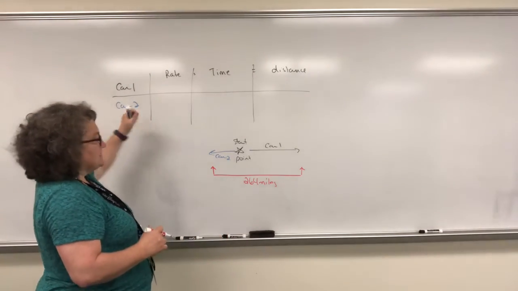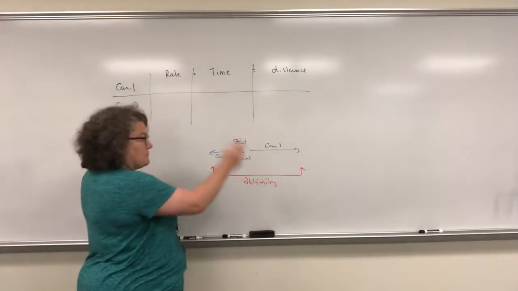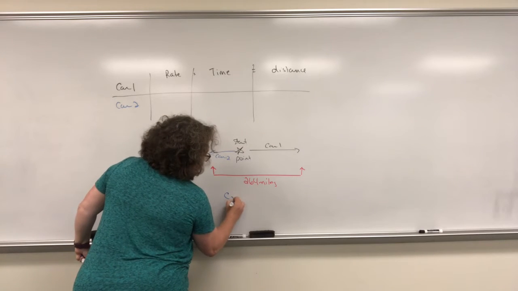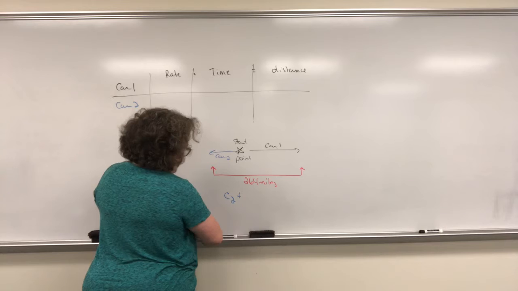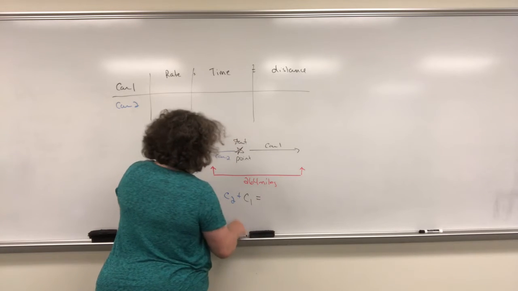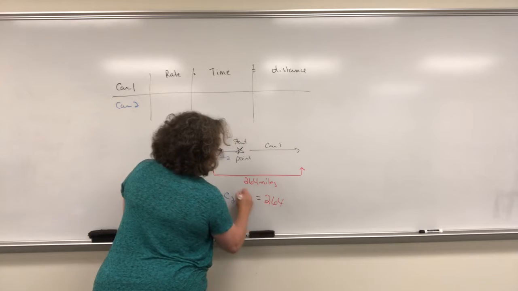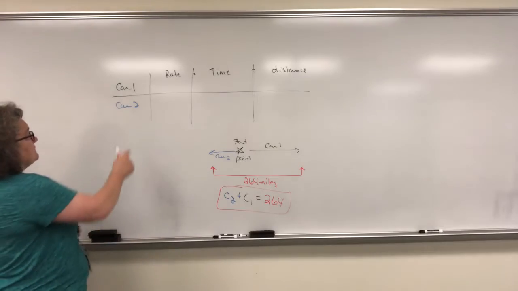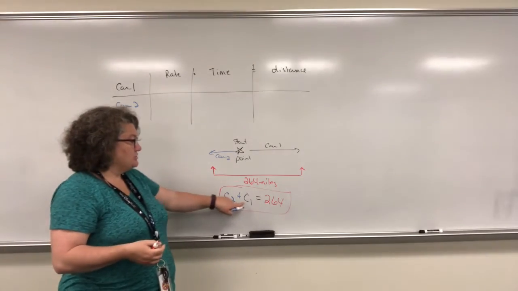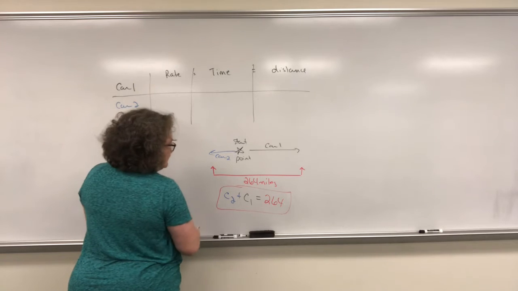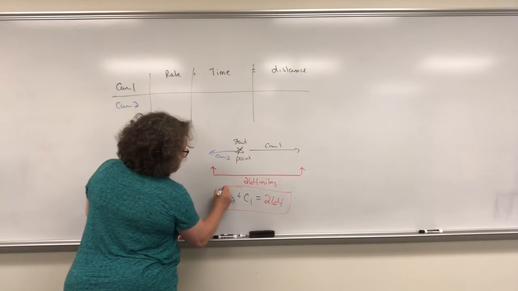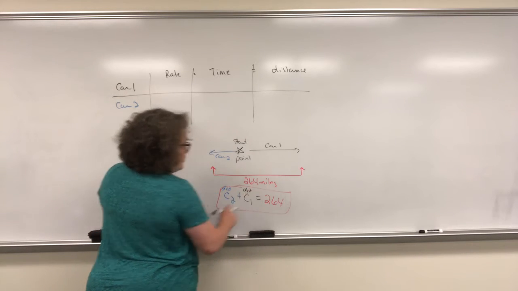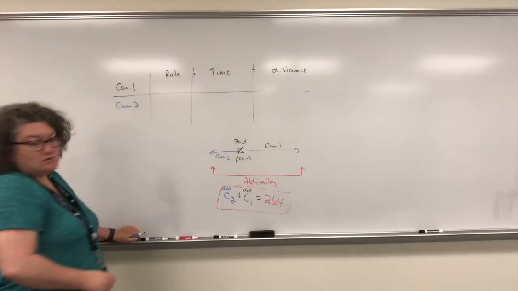So we always need a chart and we need an equation. This picture is where we're going to find our equation, because it tells us that the equation is car 2 plus car 1 equals 264. That is our equation. So back up here, this is their distance. The distance of car 2 and the distance of car 1 is equal to 264. Where do we find that information?